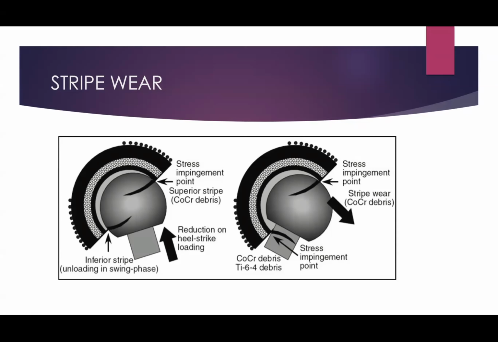Now, the key point is stripe wear has been reported in 1st and 2nd generation alumina bearings, but there were also reports of stripe wear in 3rd generation ceramic on ceramic bearings, even with well-fixed and well-positioned acetabular components. It's believed to be caused by edge loading of the implant, but it doesn't appear to have any impact on osteolysis because the particles are so small that they don't activate the macrophages.